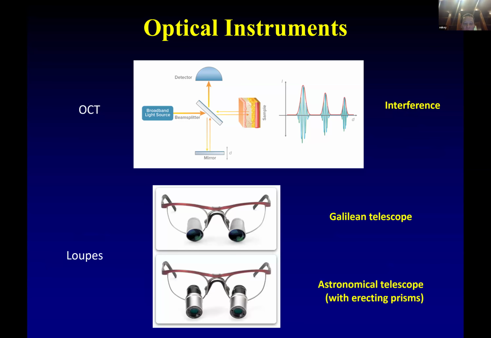And finally, loops. Loops, interestingly, can be either a Galilean or an astronomical telescope. I think this image is kind of cool because it shows the advantages of both. See, the Galilean telescope is much shorter and gives you an erect image.